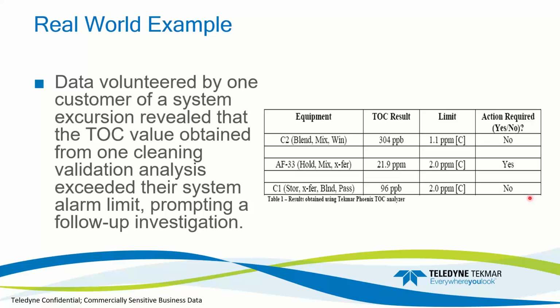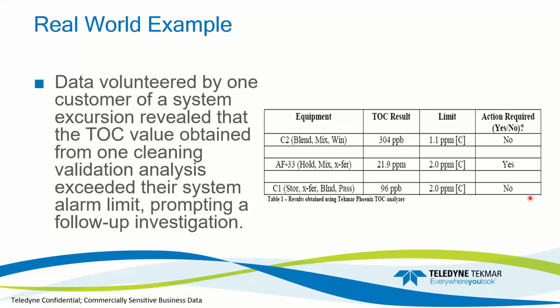So here's a real world example that we got from one of our customers back in the day. The data was volunteered by one of our customers of a system that revealed the TOC value obtained from one cleaning analysis exceeded their limits. An alarm was set off. So what we see here is they have a certain TOC result and a certain TOC limit.